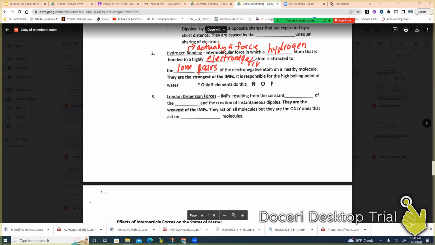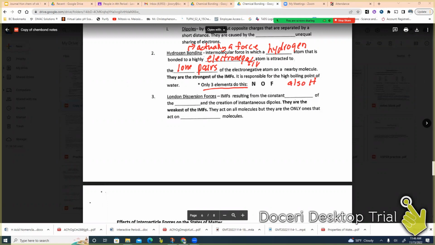So these are the strongest of the three IMFs that we're going to be looking for. It's responsible for the high boiling point of water because we know water has hydrogen bonding. It only happens with these three elements, so nitrogen, oxygen, and fluorine, that would have to be on one molecule. And then somewhere along the way, you would also have to have hydrogen combining with those. So just because something has a hydrogen, that doesn't mean it can form a hydrogen bond.